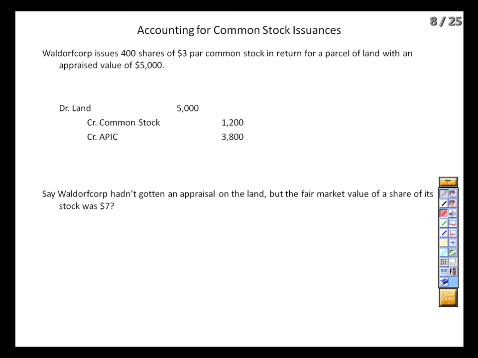If, on the other hand, we've got a reliable price for our shares of stock, that's the one we'll use. We just issued 400 shares of stock worth $7 each, so the land must be worth $2,800. We put the $1,200 into common stock, $1,600 into APIC, and we record the value of the land as the value of the stock. As it happens, we don't even have to receive an asset in return for our shares.